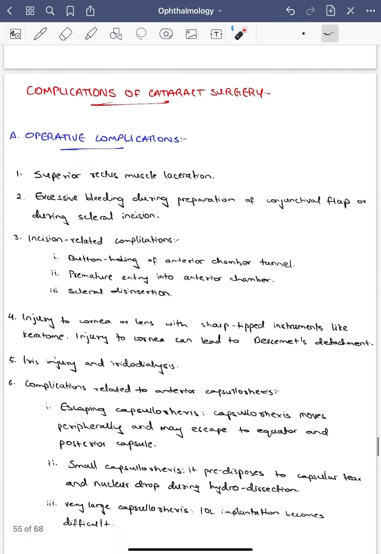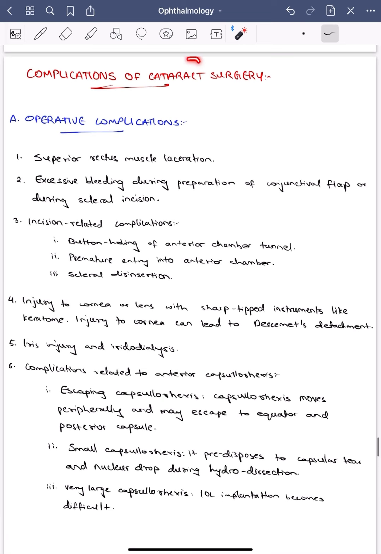Now coming to the complications of cataract surgery. Now there are operative complications, early post-op complications and late post-op complications. Now under operative complications, the first is the superior rectus muscle laceration. Second is excessive bleeding during preparation of the conjunctival flap or during scleral incision.